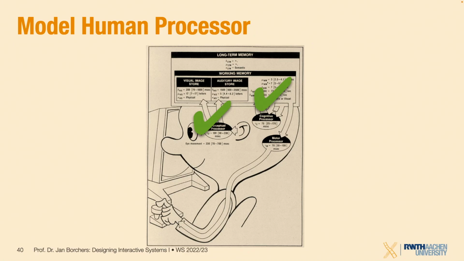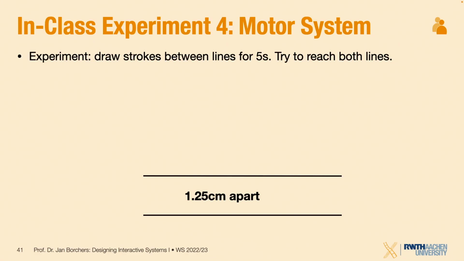Now, what's left is the question of the motor processor. And that's the most fun part of the in-class experiment. We're going to do a couple of in-class experiments around your motor systems, folks. First thing I want you to do is get out a pencil, and take another look at your little sheet that you have in front of you.